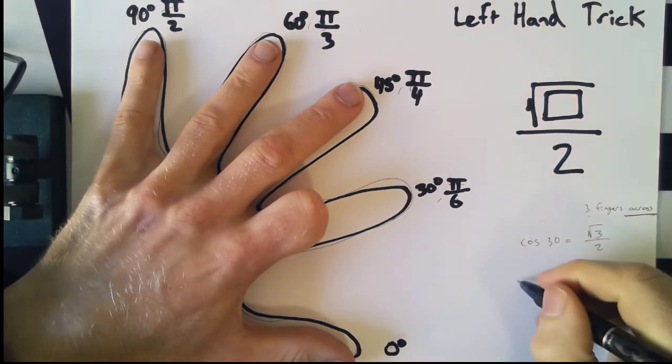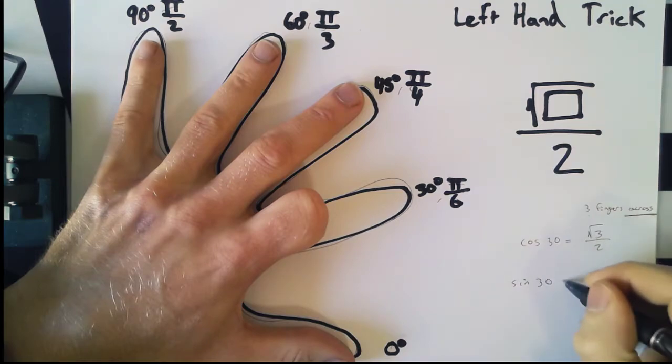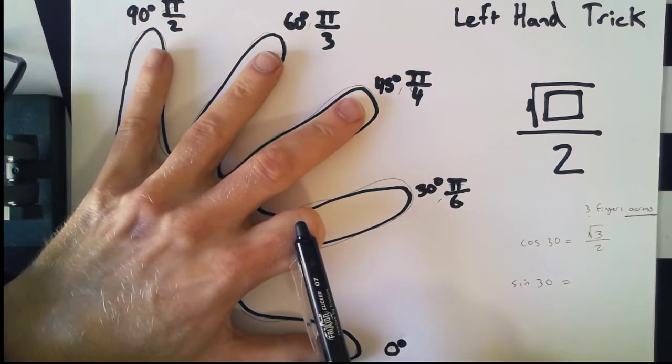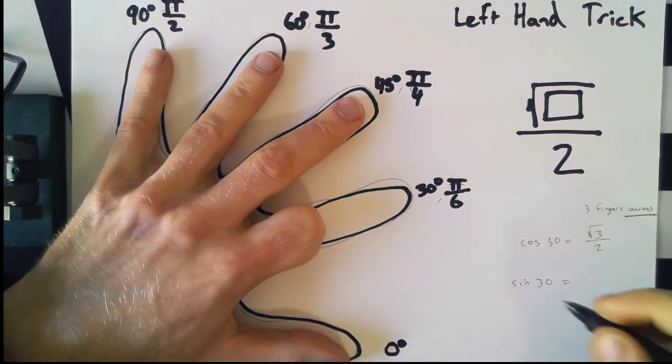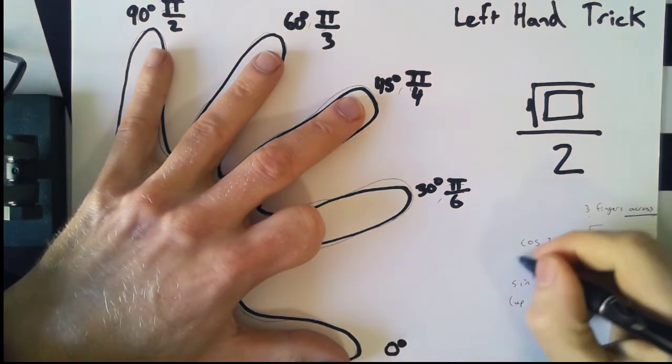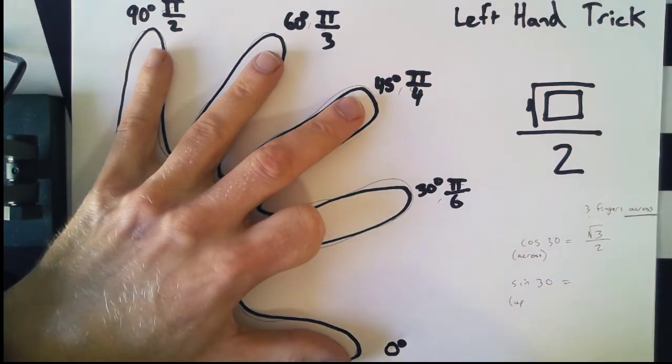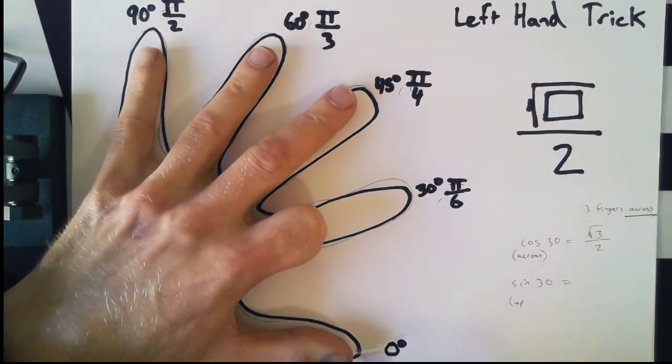So what about sine of 30? Well, same thing, I keep my knuckle bent, bend my knuckle for 30. Sine is what? Sine is up. So how many fingers go up to get to my knuckle? I need to go up 1 finger. So it's going to be root 1 on 2, which, square root of 1 is 1, so it's equal to half.